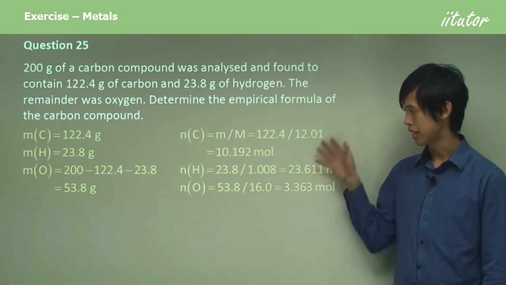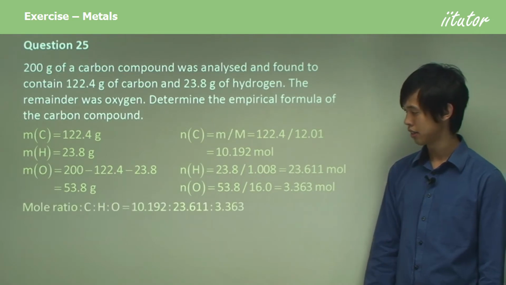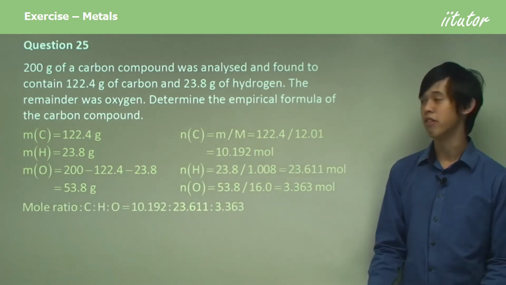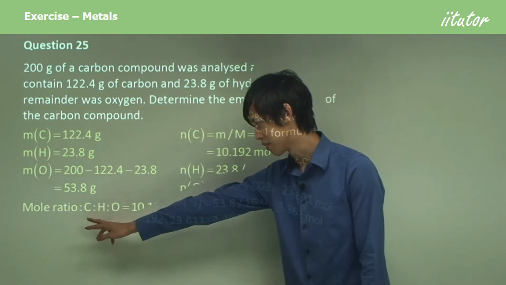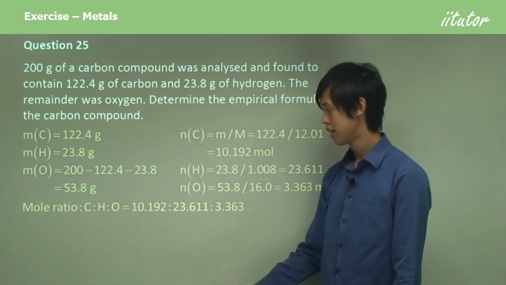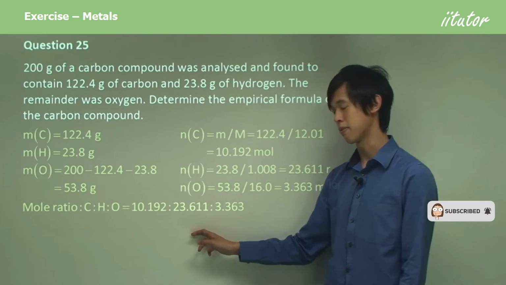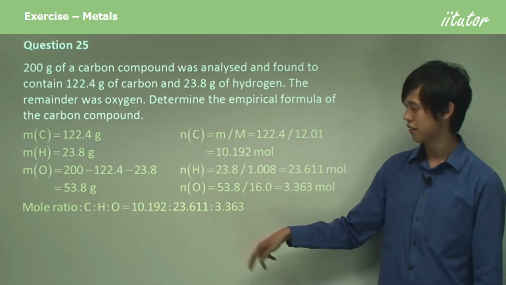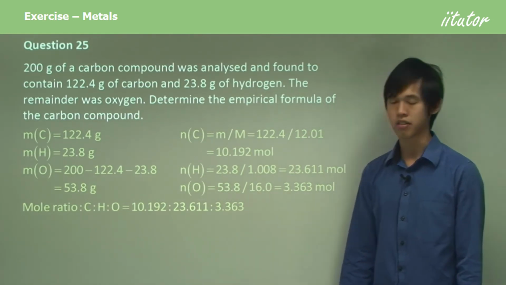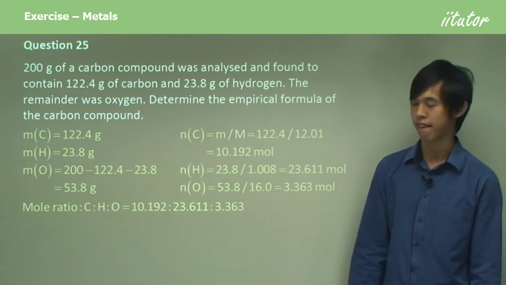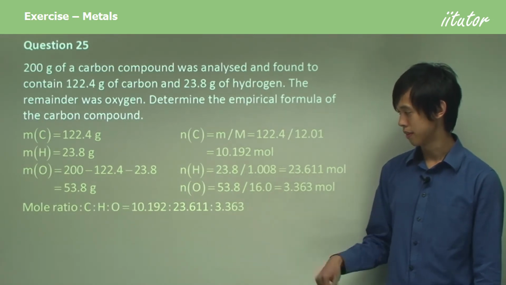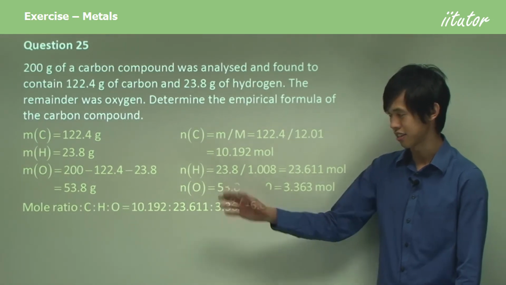Okay, so now we have all the moles. And now we want the mole ratio. So number of moles of C compared to H compared to O. There's 10.192 moles of carbon for every 23.611 moles of hydrogen for every 3.363 moles of oxygen. Okay, so there it is. But that looks really ugly. You can see there's all these decimal points everywhere.